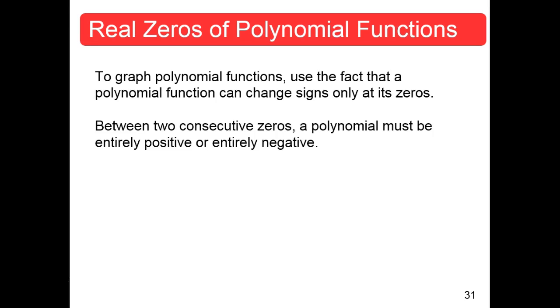So use the fact that polynomial functions can only change signs at the zeros. And between 2 consecutive zeros, they can't change signs. It has to be either positive or negative. Okay? Because if it changed signs, there would be another 0 in there. Because polynomials are smooth and continuous. Mostly that they're continuous, but I like to always put both of them together.